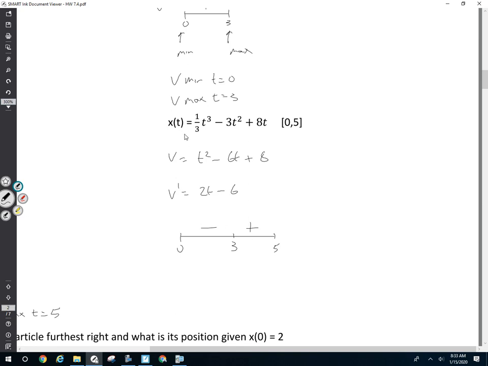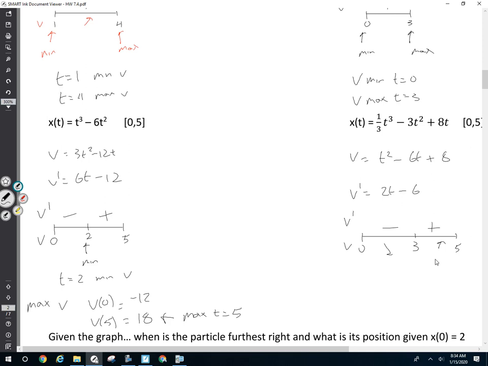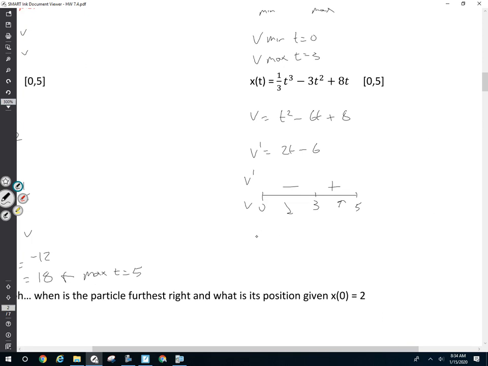If there are differing signs, the signs would change. Just so happens that it'll be like this. Please don't assume that the signs are going to be like that. Always check your signs. So this is V prime. That's telling me V is going down and going up. So I know this is going to be a min velocity.